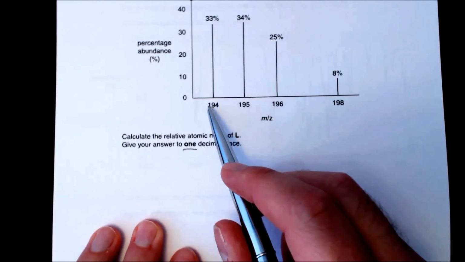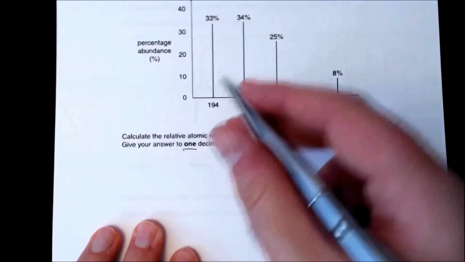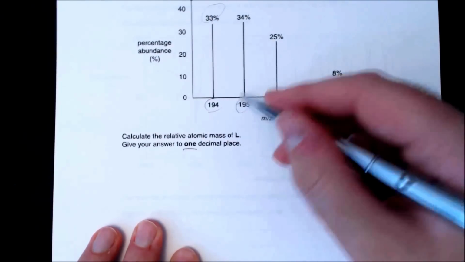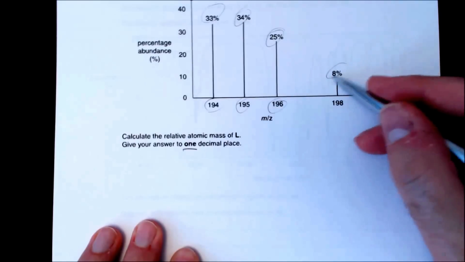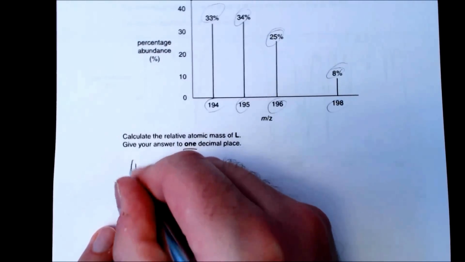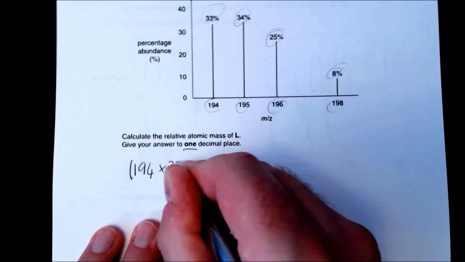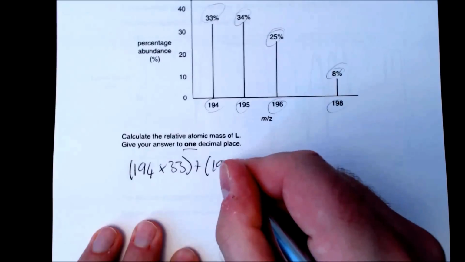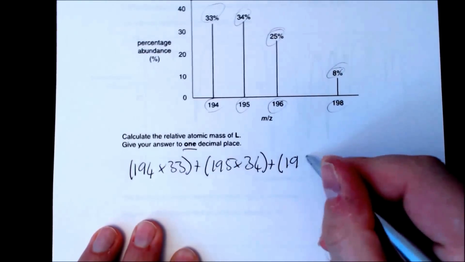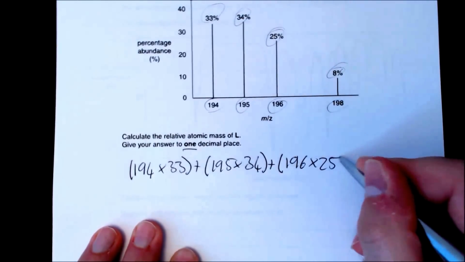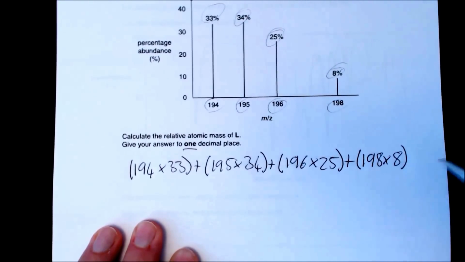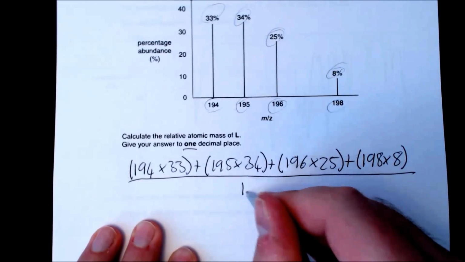So what we have to do is work out the molecular mass of this, and all we do is take the MZ and multiply it by the abundance, and then add all these together, and then we're going to divide them all by 100, because these percentages will add to 100. So this is going to be 194 times by 33 plus 195 times by 34 plus 196 times by 25 plus 198 times by 8.